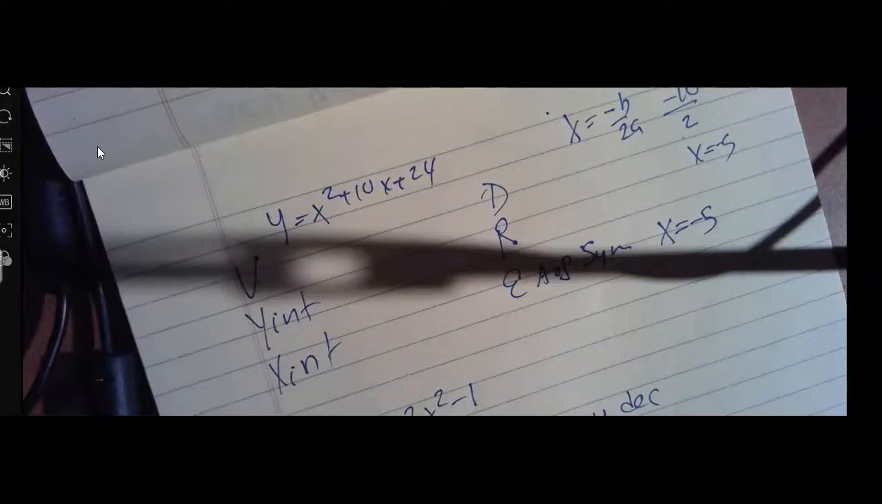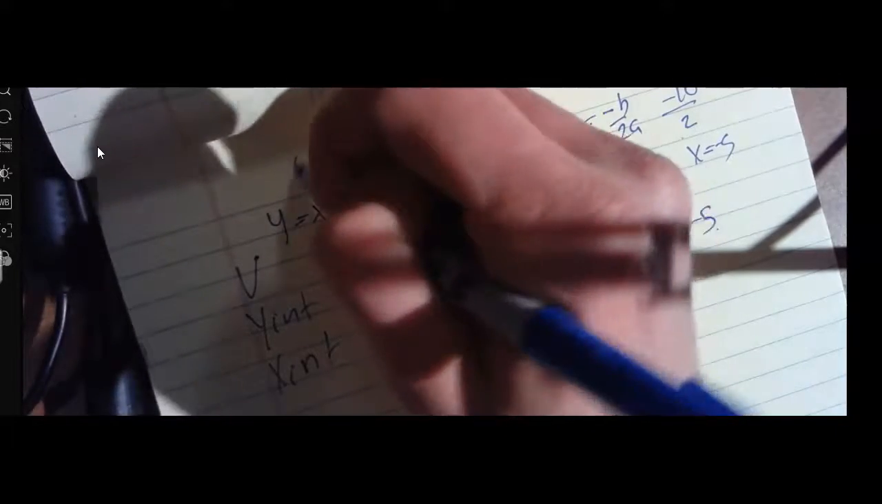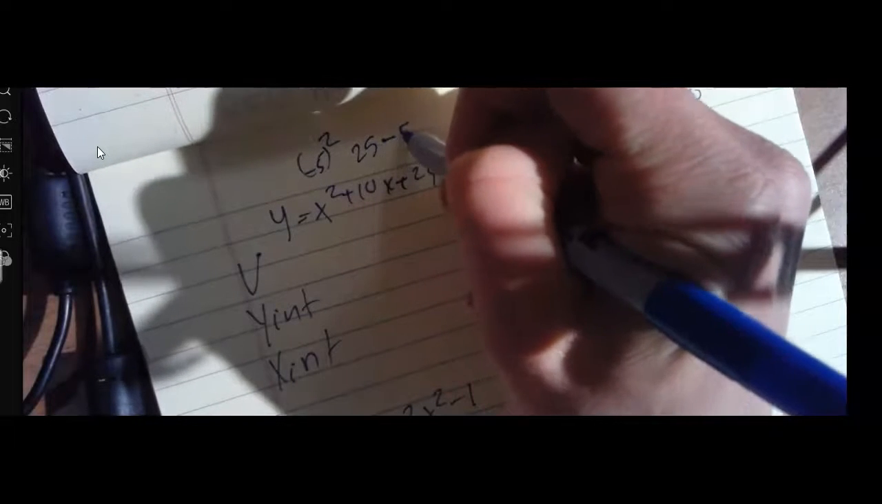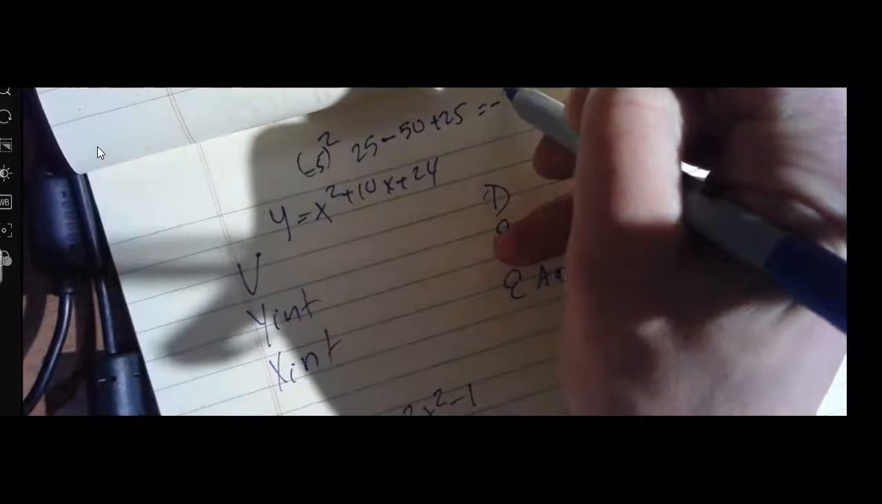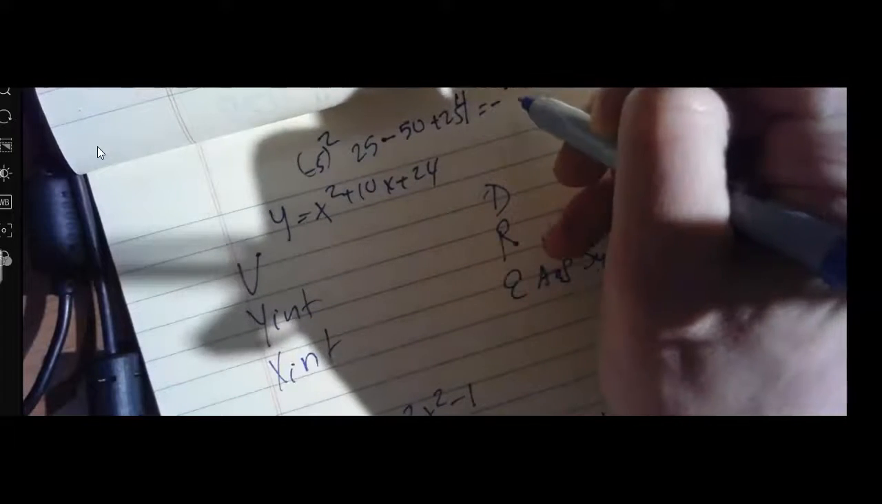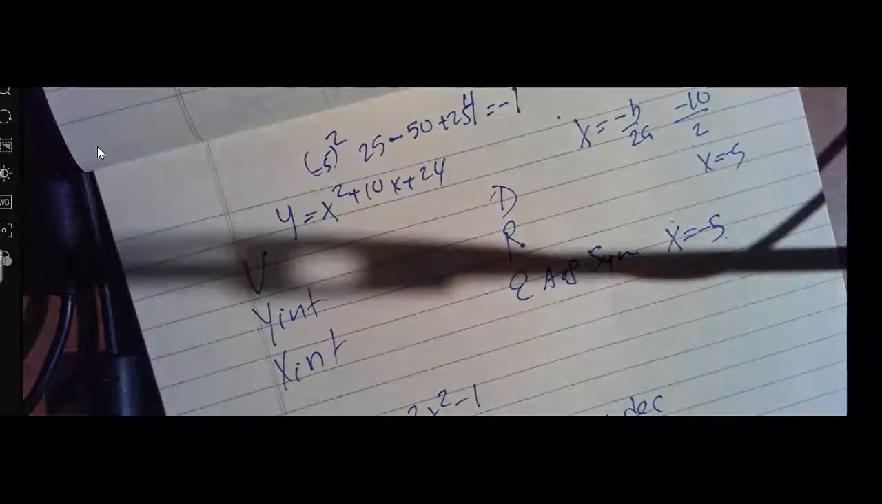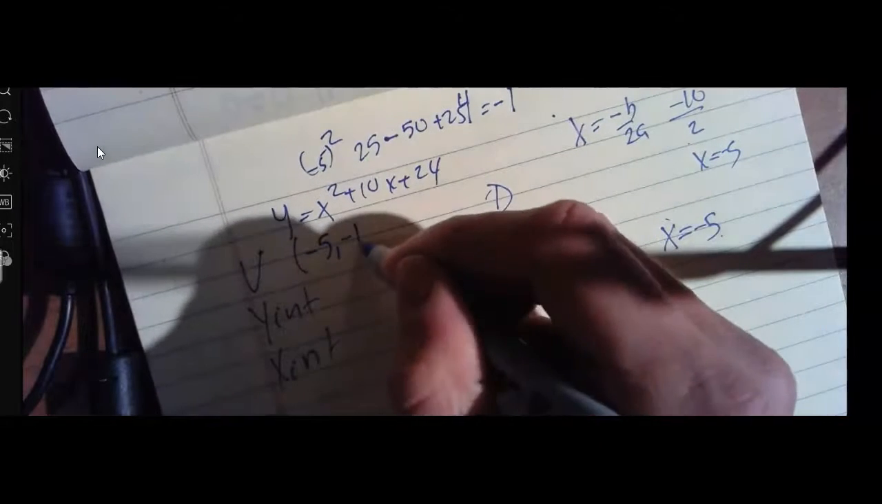And then we get the vertex. Well, we have to plug that in to get the y value. So plug in -5 squared. So we're going to get 25 minus 50 plus 24. So that's going to be a negative 25 plus 24. It's going to be -1. So therefore, our vertex is going to be -5, -1.